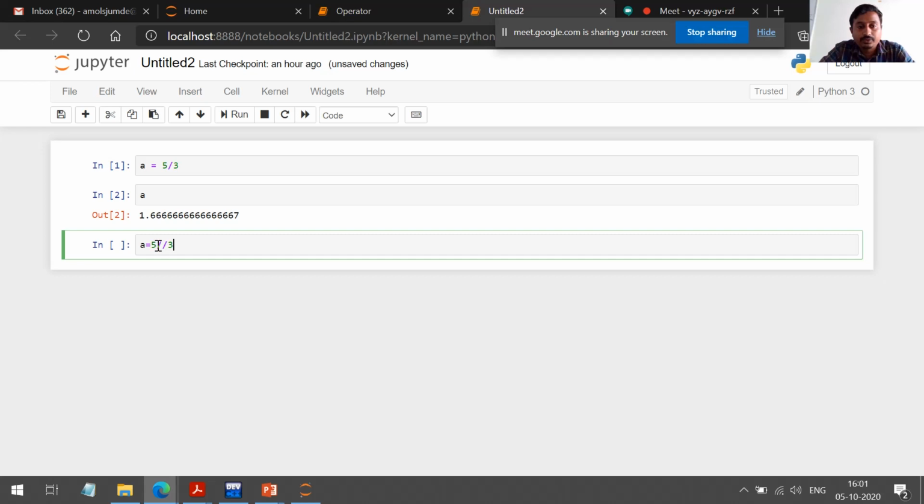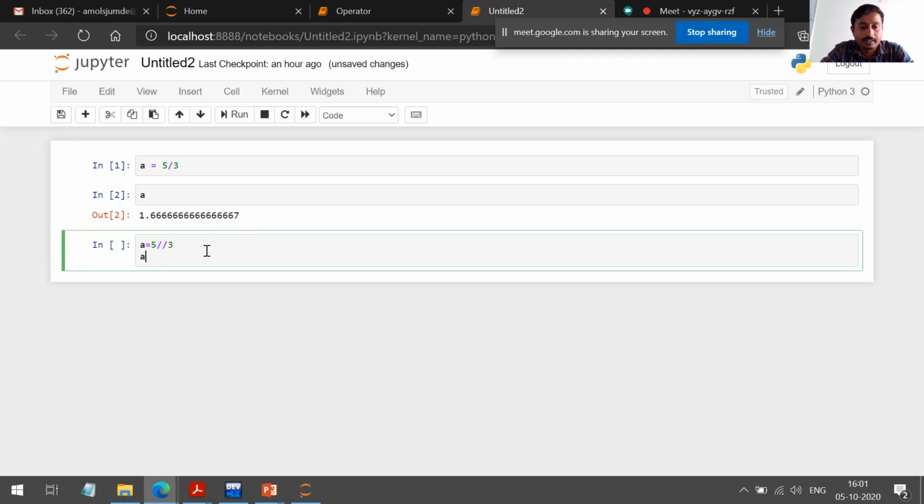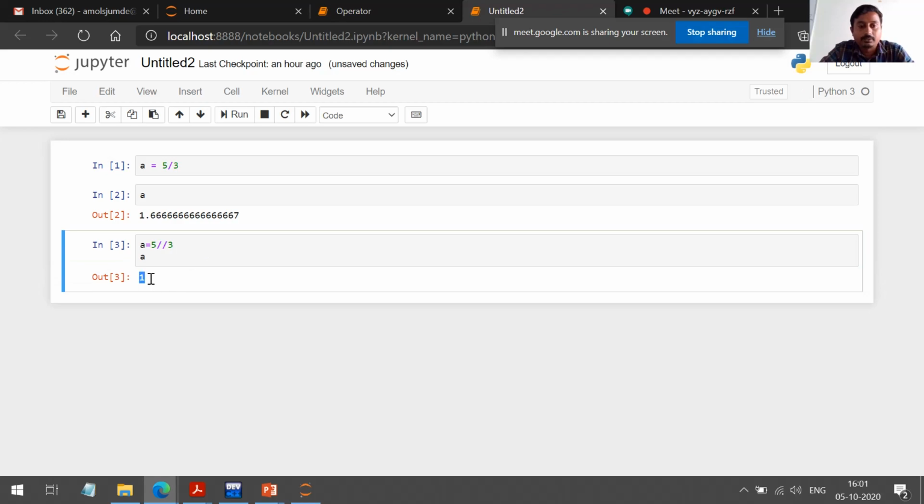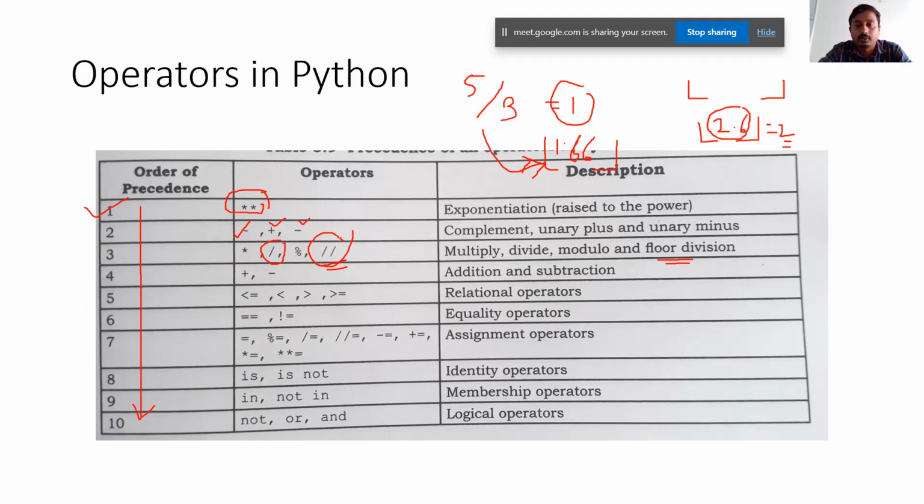Now floor division means what? You find the result, and then apply the floor operation on that. So it would be 1. If I write a, I will get the result as 1. So this is regarding floor division.